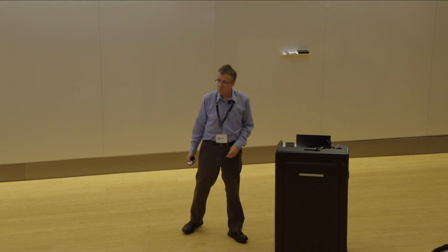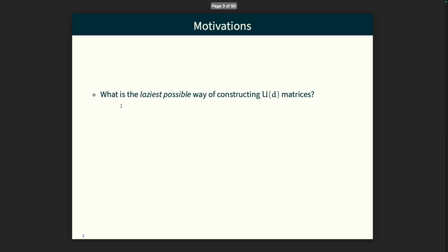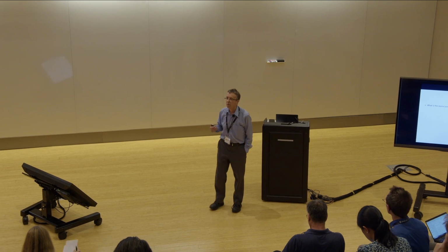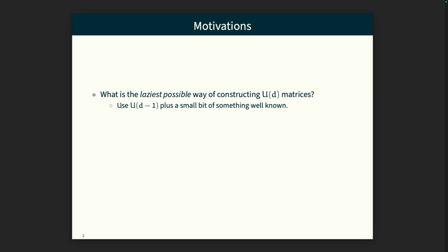Basically, why do I care to talk about d-dimensional unitaries? It's just because I was trying to find the laziest possible way of understanding how to construct them. And of course, the laziest possible way is to construct them out of smaller ones. In addition to d minus 1 unitaries, you need a smaller bit also.